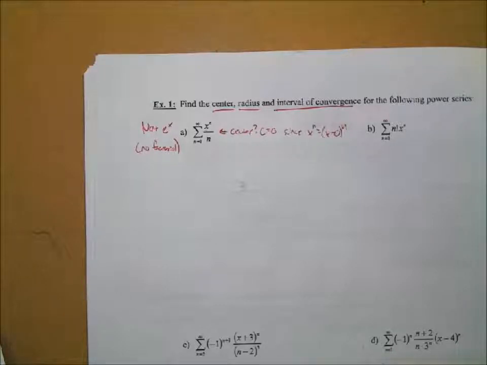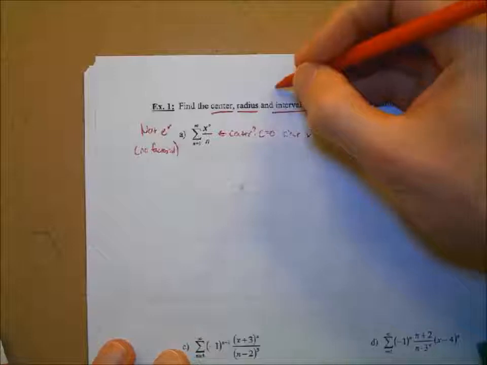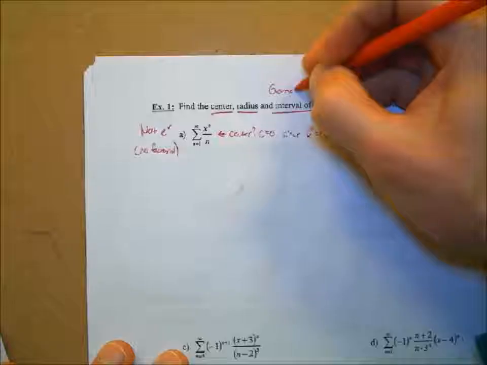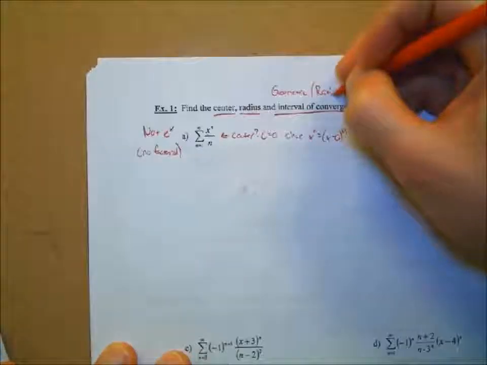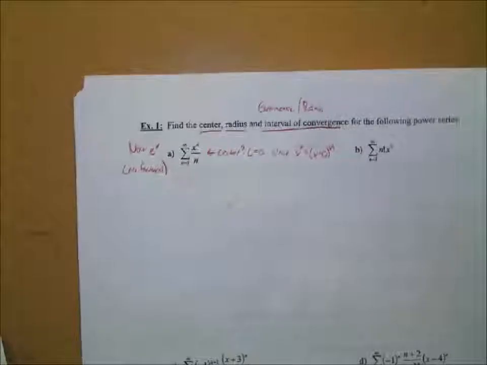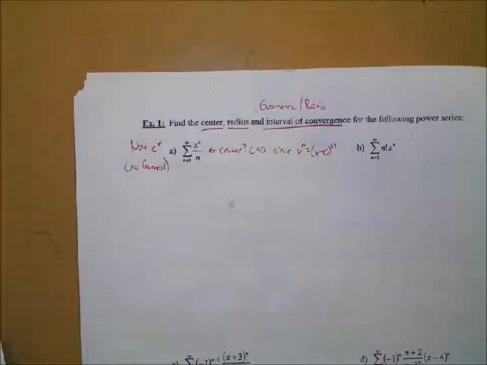So that's easy to identify. Okay, c equals 0. And so we're going to have to use a test here to determine this convergence. We're going to be focusing mostly on geometric and ratio tests. So we're going to be using geometric and ratio tests here.